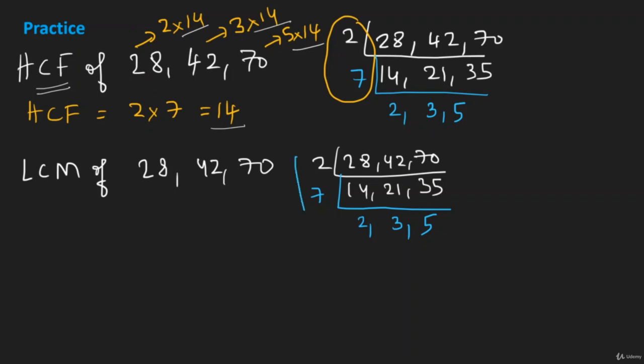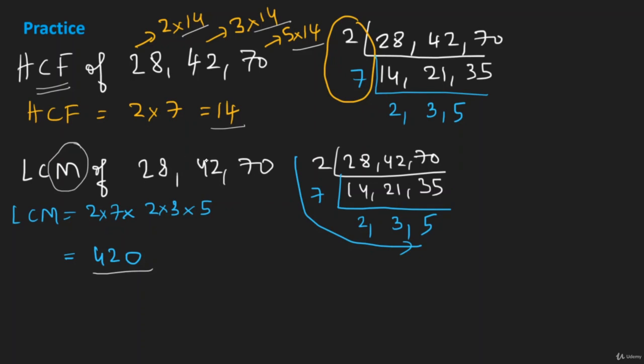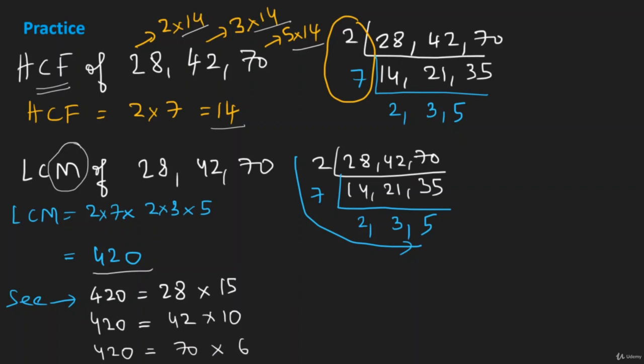And my LCM is the product of all these numbers. That is, the LCM is equal to 2 into 7 into 2 into 3 into 5. And you will get that as 420. Now, as it says in the word LCM, 420 is a multiple of 28, 42 and 70. Let's observe. You can write 420 as 28 into 15 or 42 into 10 or 70 into 6. Therefore, it's a multiple of 28, 42 and 70. And it is the least common multiple. That's why it's the LCM of 28, 42 and 70.